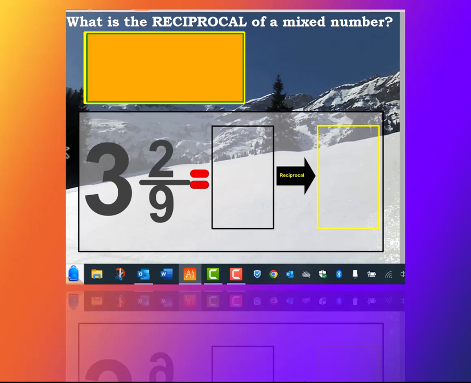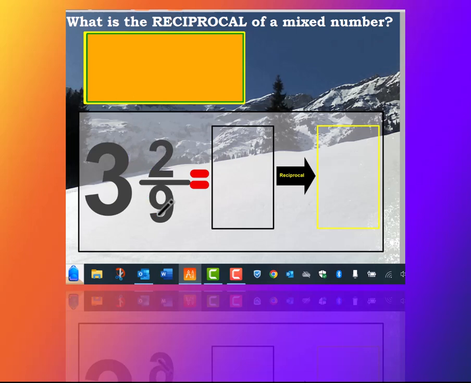Okay, so we know that reciprocal is when you flip the fraction. Right? So in order to flip the fraction and write the reciprocal, it has to be in fraction form. And although a mixed number has a whole number and a fraction, it's not in fraction form alone. So we need to turn it into an improper fraction.